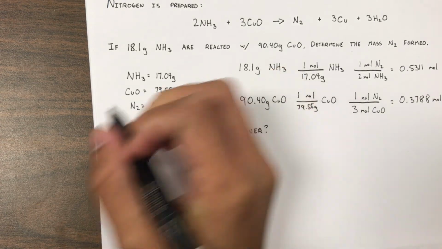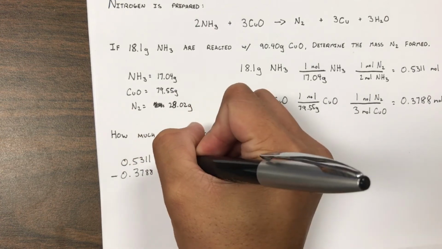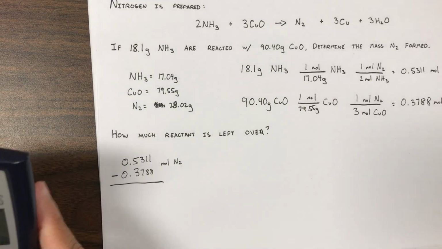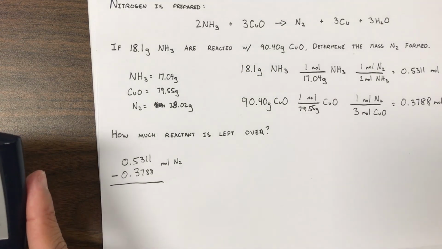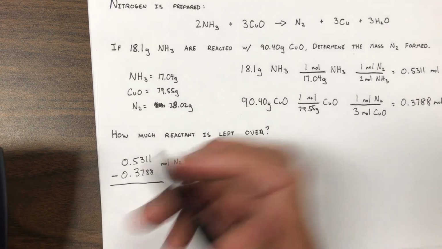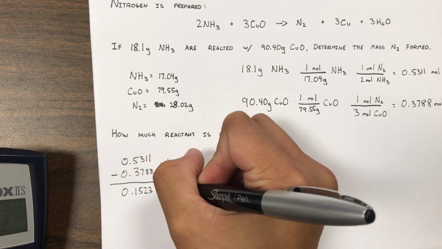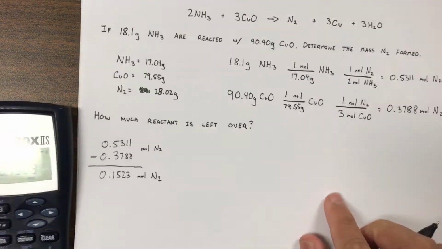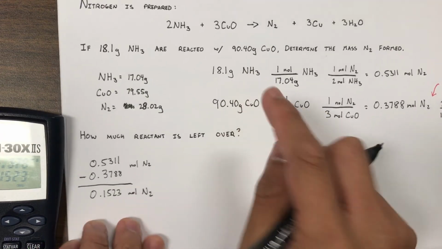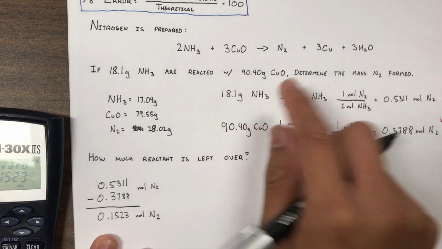So we can go 0.5311 minus 0.3788. We get 0.1523. This is moles of nitrogen. This is how much nitrogen I could have made if I had more copper oxide because I had an excess of ammonia. And so I just have to go backwards to find out how much of this is left.